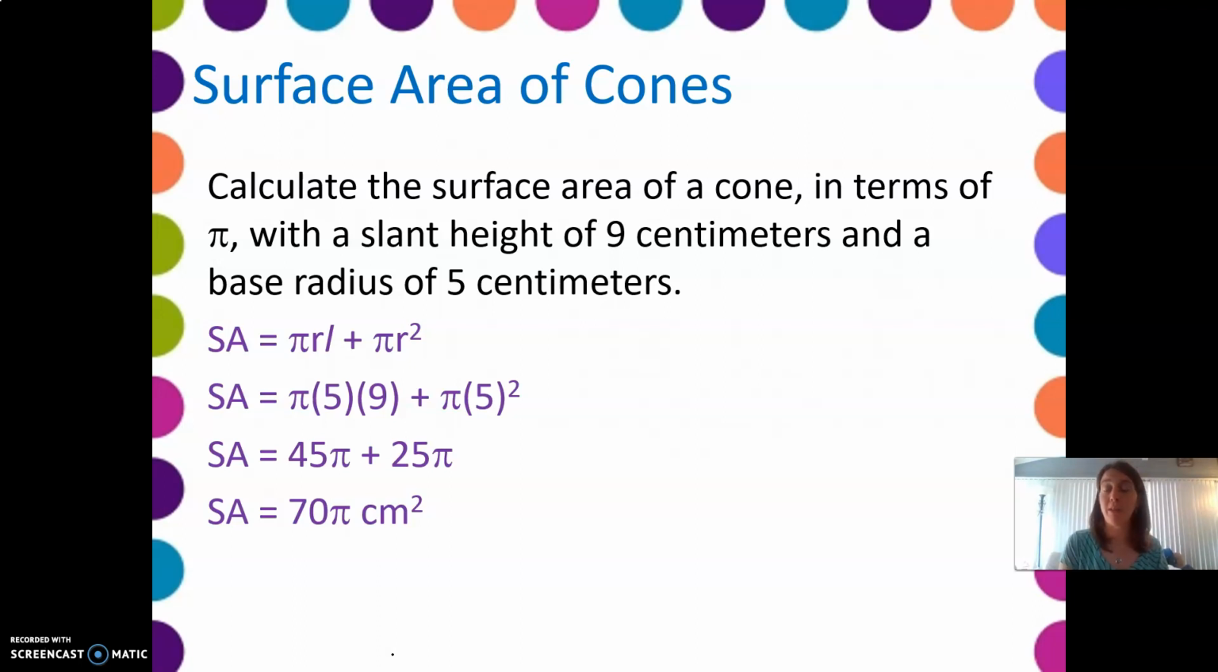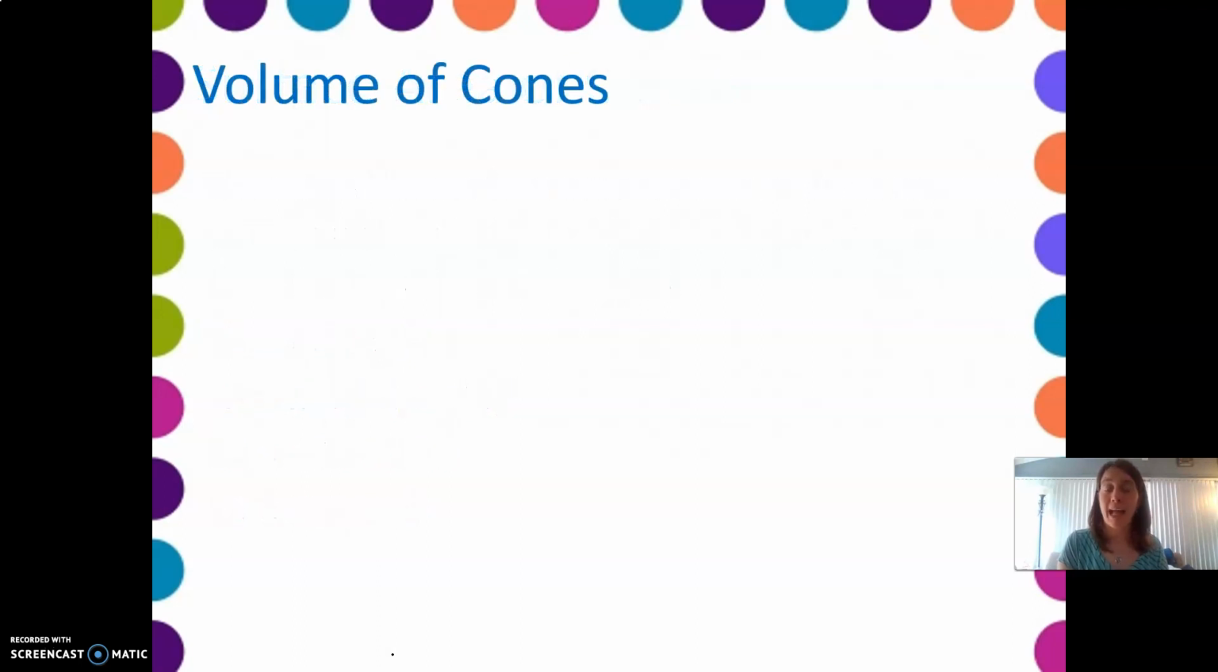So far we've talked about lateral, that's just going around the side, our pi r l. We just did surface area, that's the entire outside of the cone, the side as well as the base, so pi r l plus pi r squared. The last thing that we'll be looking at here today with regard to our cone is the volume. What does it mean when I'm talking about volume?